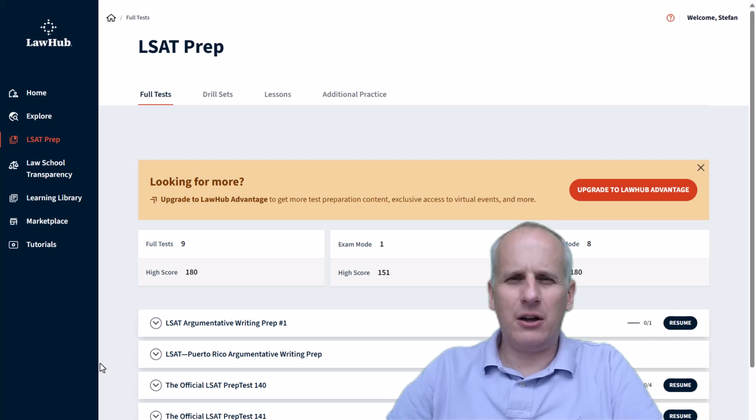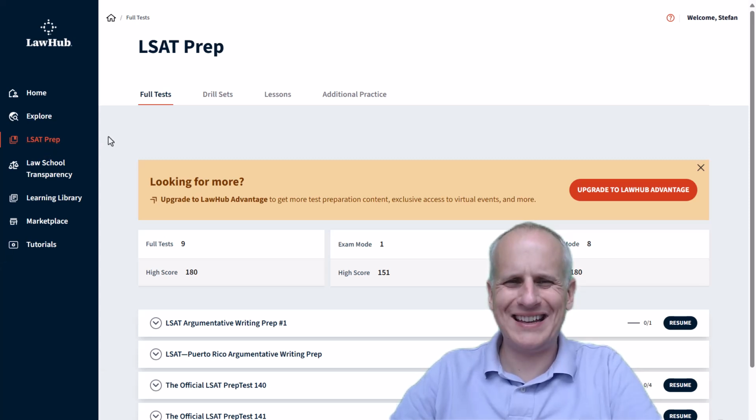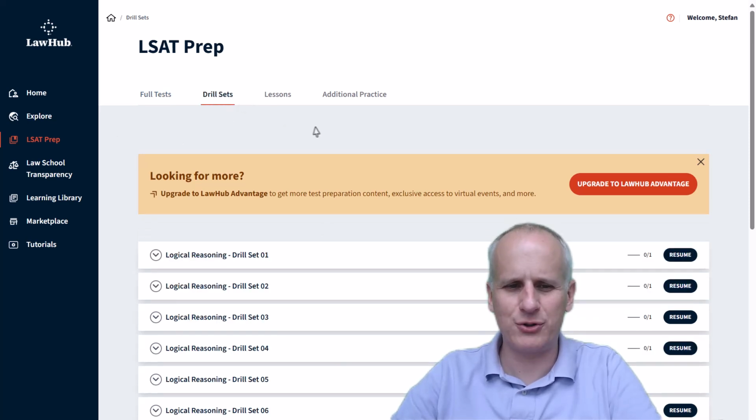Here we are at lawhub.lsac.org, and we are engaged in the LSAT prep tab from the left-hand navigation. When you are put into the LSAT prep tab, you will default to the full test, and if you're looking for where to find the drill sets, you've got to click this little tab, Drill Sets.